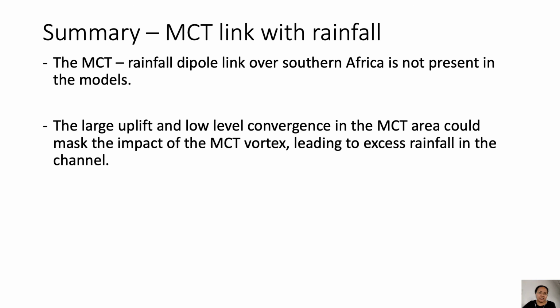If we look at the link between MCT and rainfall, the MCT rainfall dipole link over southern Africa is not present in the models. And as I said, the large uplift and low-level convergence in the MCT area could actually mask the impact of the MCT vortex, leading to excess rainfall in the channel.